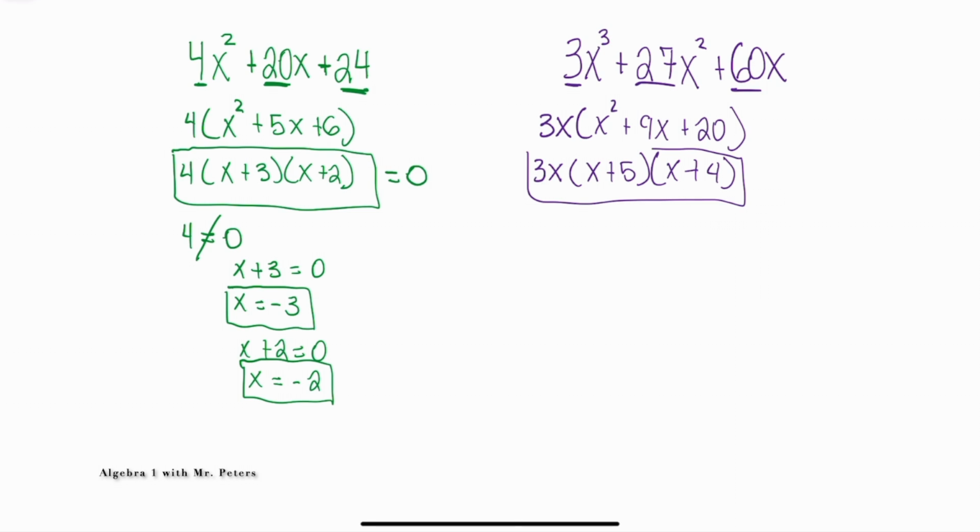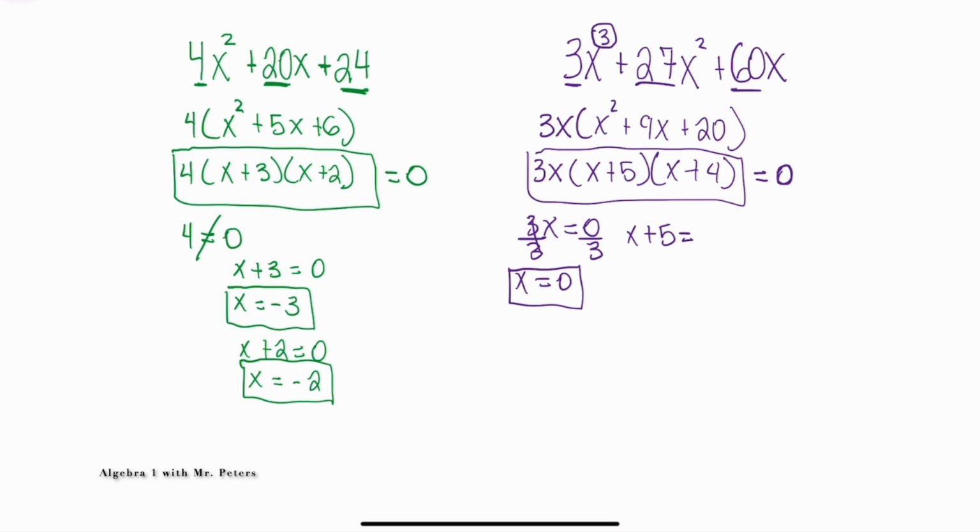Now, this one is a little bit different compared to the first example, because if we set it equal to 0, especially with the exponent power of 3, we should have 3 different answers. So the first one, right, is 3x is equal to 0. So when we divide by 3, x is equal to 0. That is our first factor. Then we go to the next one.